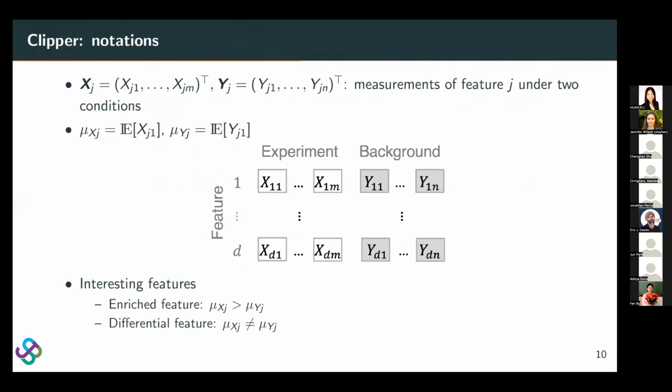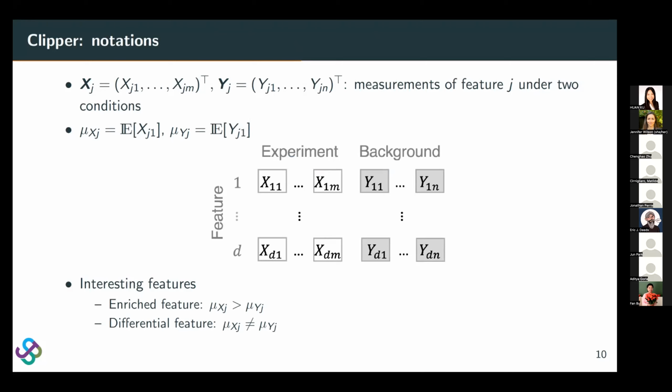Clipper takes as input two measurement matrices, one from the experimental condition and one from the background condition. For both matrices, each row is a feature and each column is a replicate or a sample. So in DEG analysis, a gene will be a feature here. Here we define Xj and Yj as the measurements of feature j under the two conditions, and mu Xj and mu Yj as the expected measurements from the two conditions for feature j.